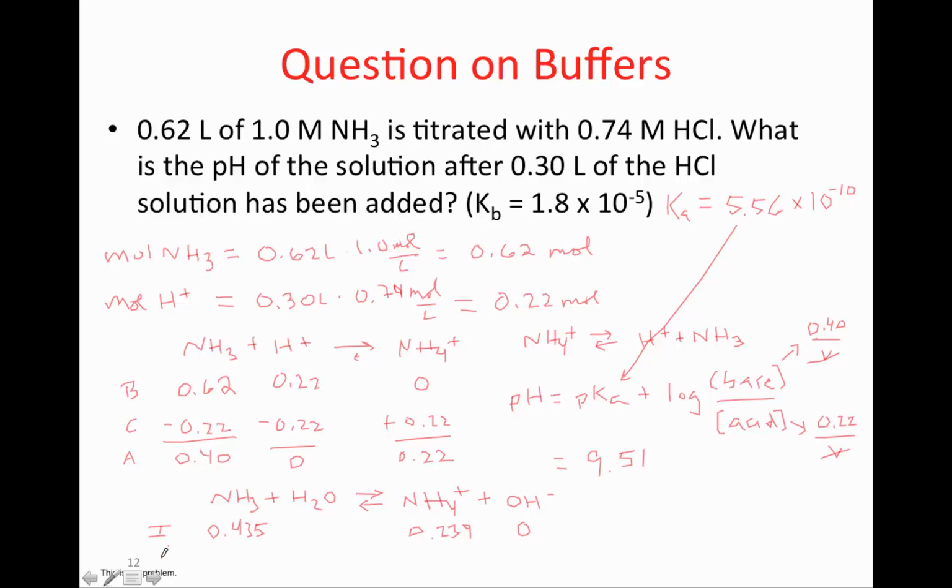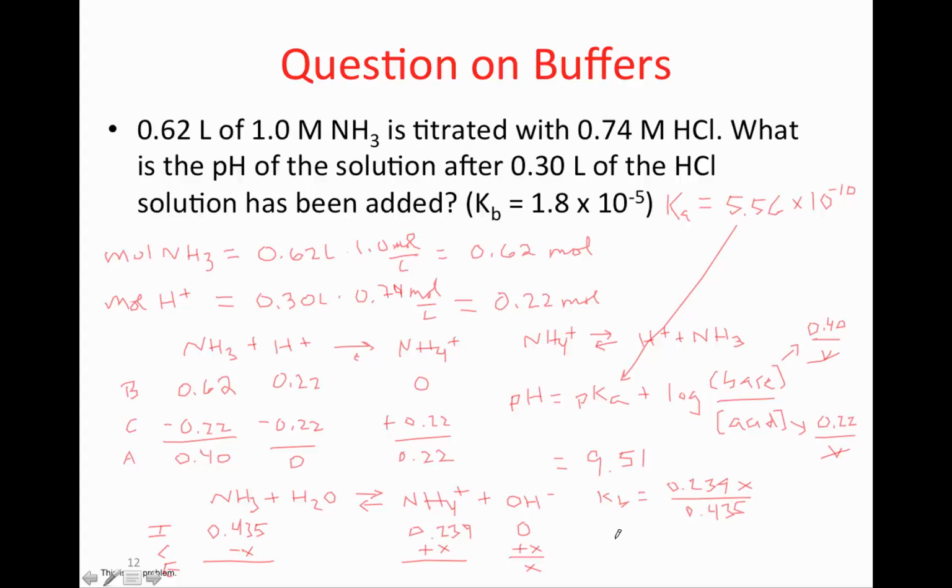Let's run an ice table. We've got our ice. Let's see, we're going to have minus x, plus x, plus x. It's the same game we've played dozens of times. And we know what's going to happen here. I'm not even going to write these down. It's just this minus this, this plus this. We're going to neglect x. So we have Kb is equal to 0.239 times x, which is the hydroxide ion concentration, divided by 0.435.